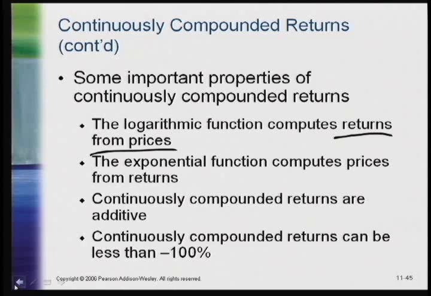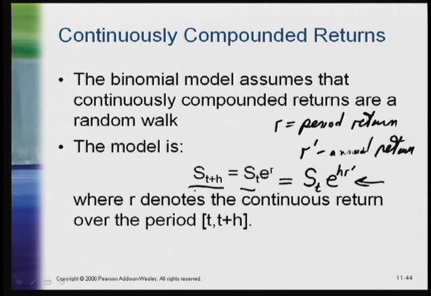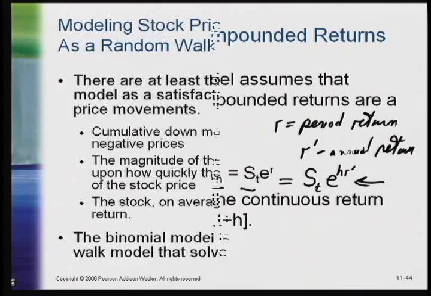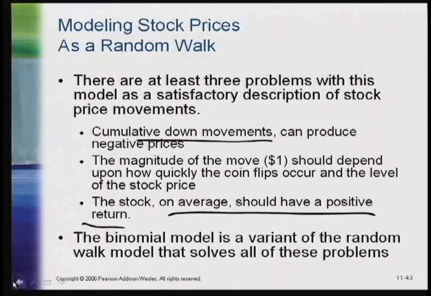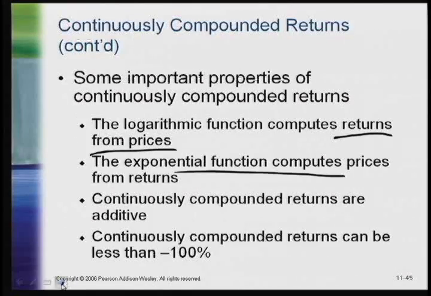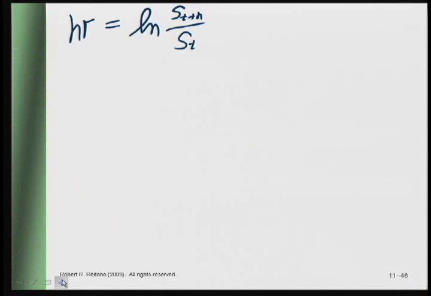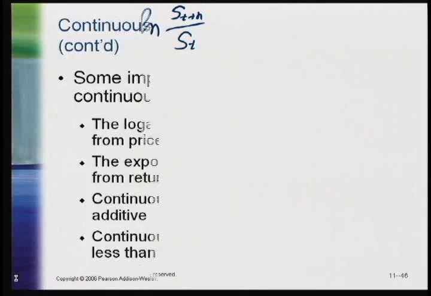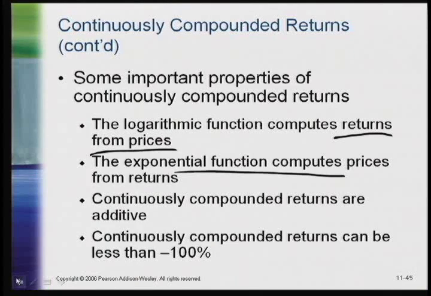Similarly, from the exponential function, I can get prices from returns. And that was the original defining relationship right here. We see that if I know today's price and I know the return, I know the next price. So they're quite easy to work with. Prices and returns can be very easily manipulated backwards and forwards. Then there are two other properties that are useful.